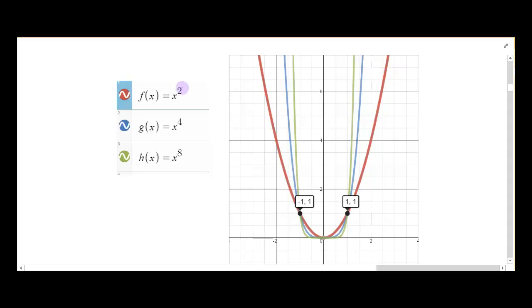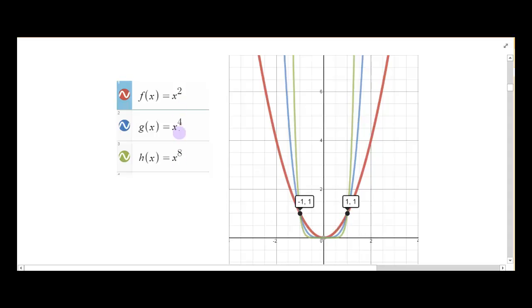As the exponent in my function increases, you can see that the graph of my function tends to get skinnier, so they are moving in towards the y-axis as we have them coming through here. You can also see that each of these functions are passing through the same two ordered pairs here, -1, 1, and 1, 1. And then another thing you may notice is that they tend to get a little flatter down here in between those two numbers.